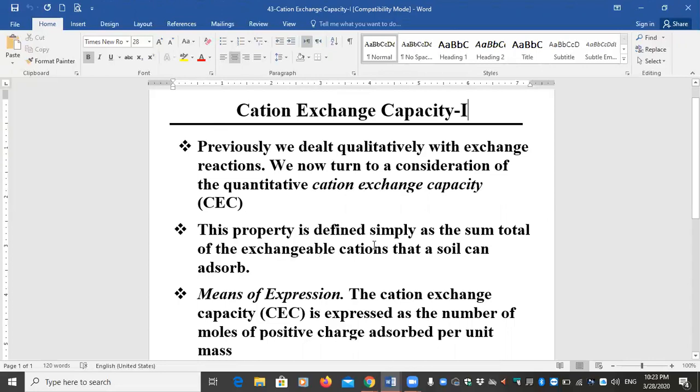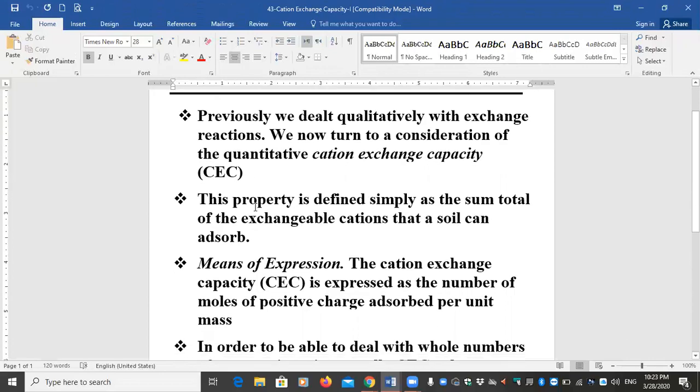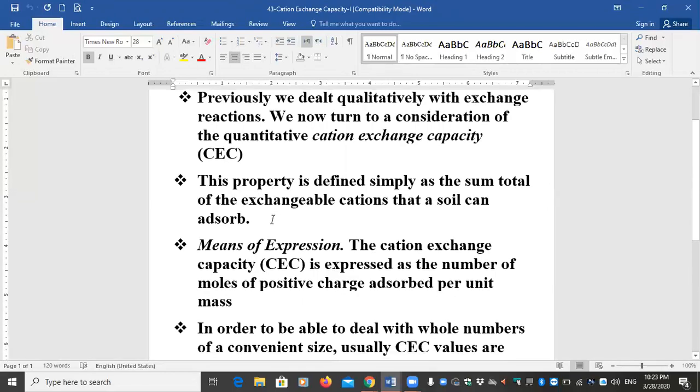This property is defined simply as the sum total of the exchangeable cations that a soil can adsorb. So you add up, sum total, all the exchangeable cations that are on the colloidal surfaces, add them together, that will give you the cation exchange capacity, the amount that it can hold. Means of expression, how do we express it? What kind of unit do we talk about? That's what we mean by expression in this case. What kind of units you use to indicate it?